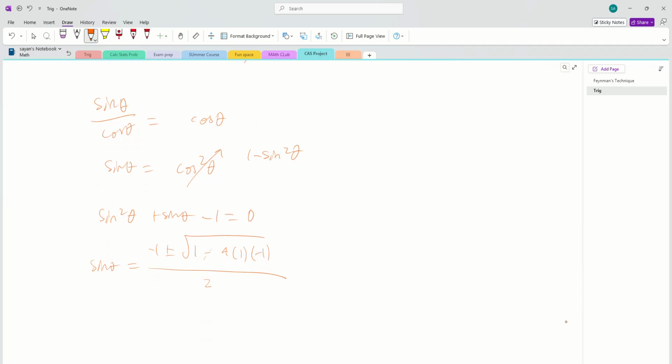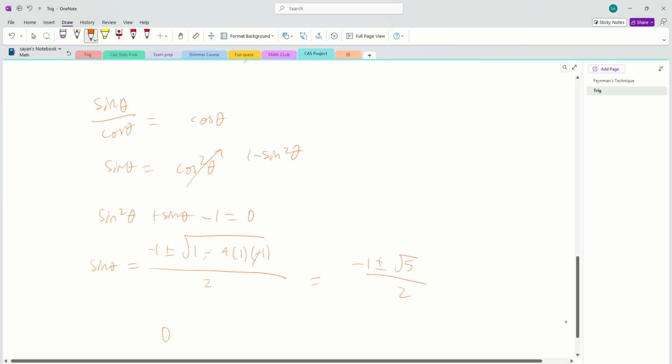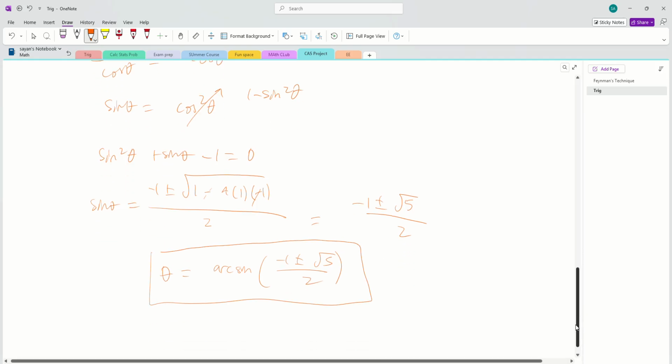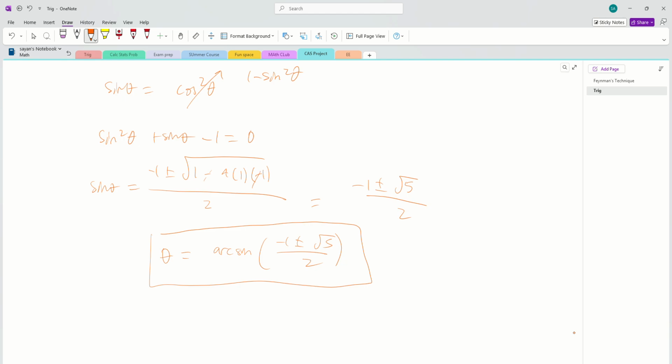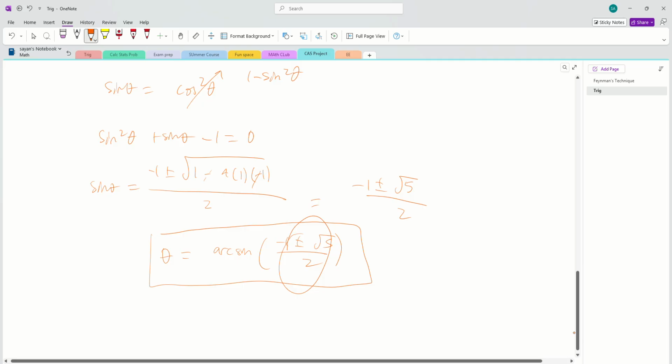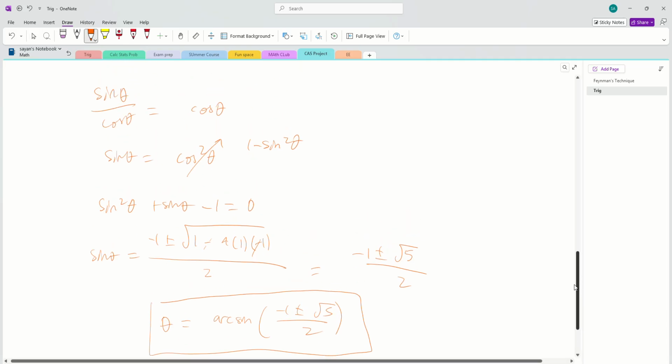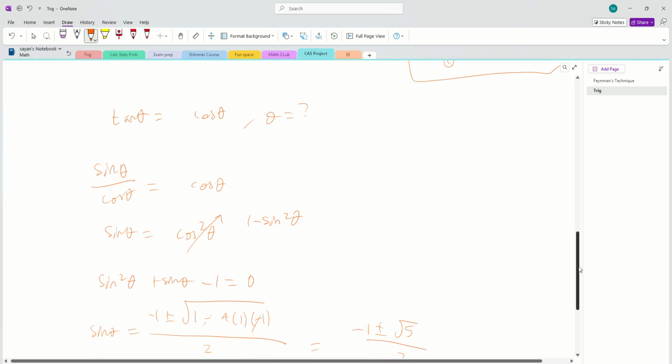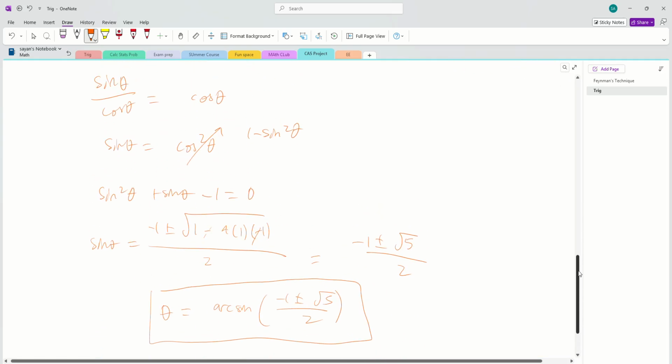Right, so then this is just going to become addition, and we'll have negative 1 plus or minus root 5 over 2. And therefore theta is going to be equal to the arc sine of negative 1 plus or minus root 5 over 2. There we go. Now the domain for the arcsine function is limited. So normally I would make sure that this was in the range, because this could be an extraneous answer. However, that is an exercise for you guys if you want. I don't really care at the moment.